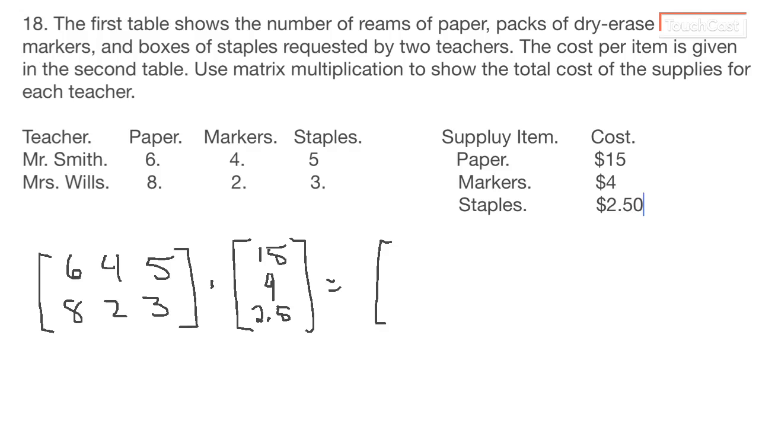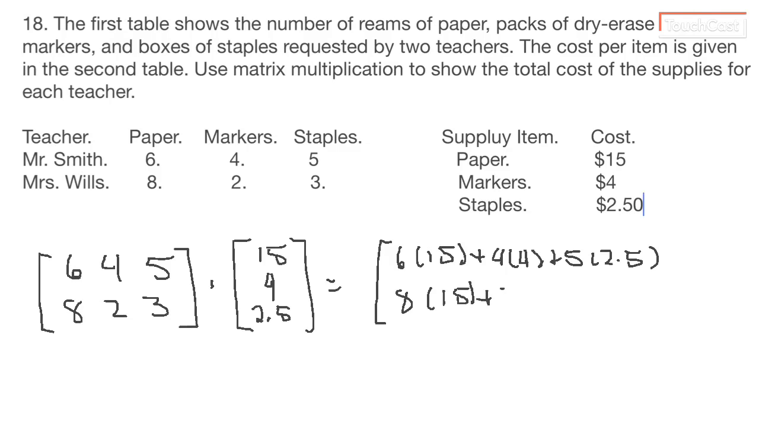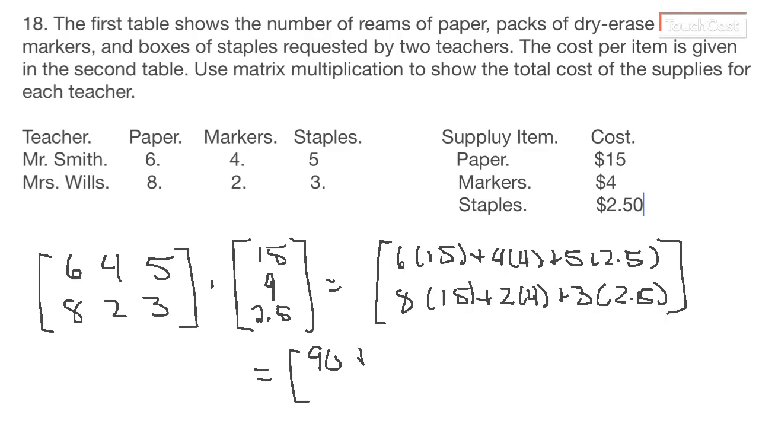2 rows, 1 column. So we're going to go 6 times 15 plus 4 times 4 plus 5 times 2.5. And then we're going to go 8 times 15 plus 2 times 4 plus 3 times 2.5. Now we can multiply. So in our first row, we're going to have 90 plus 16 plus 12.5.